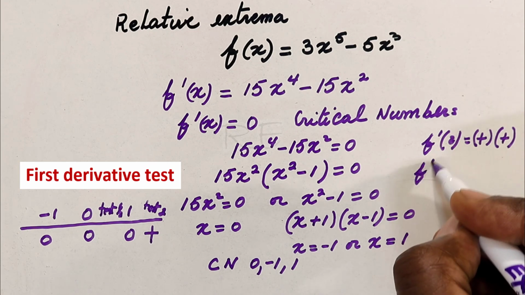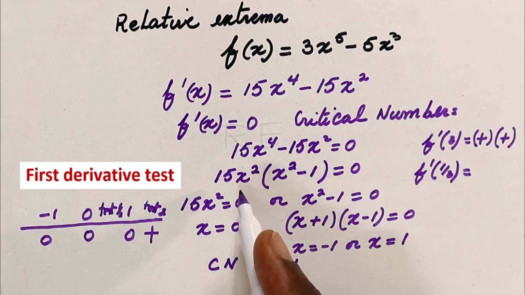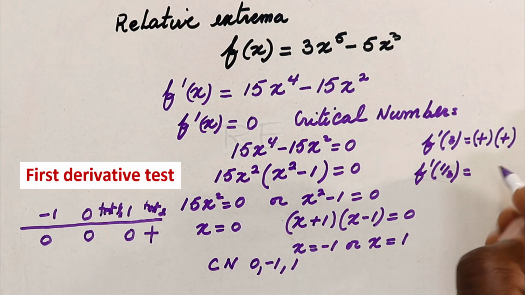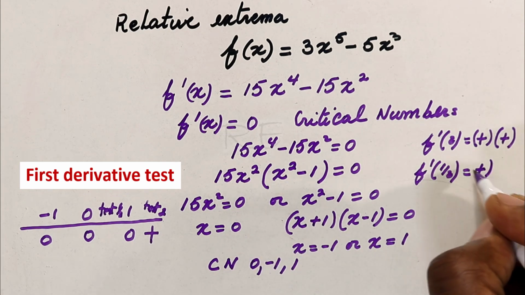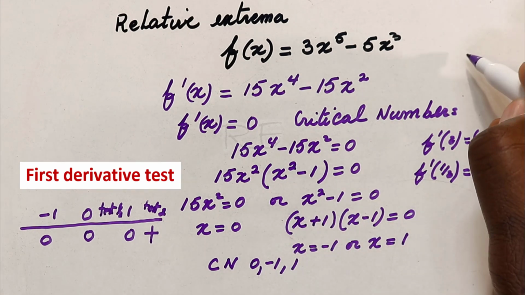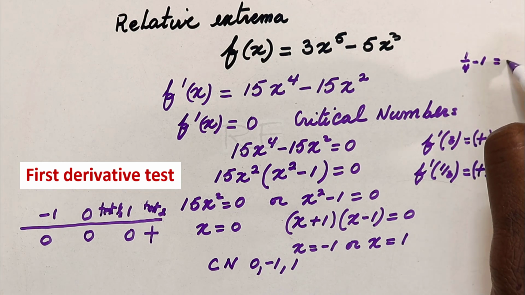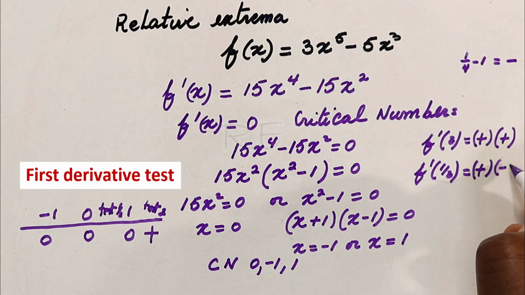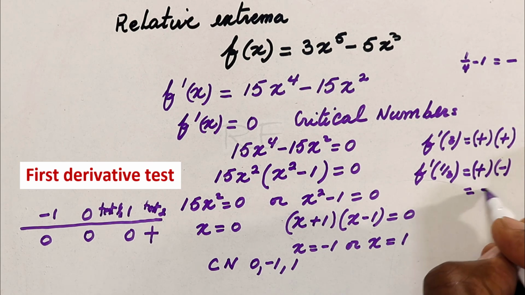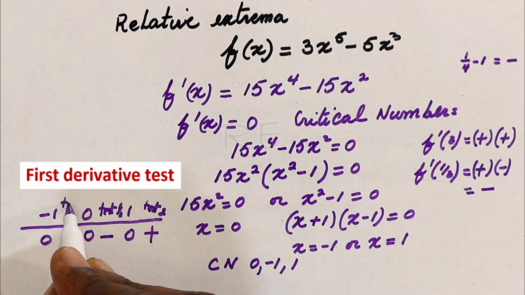And f prime of 1/2. First factor is positive. Always positive because we square it. Second factor is going to be 1/4 minus 1/2 squared is 1/4 minus 1, which will be a negative number. 1 is 4/4. So this is negative. Test for -1/2.